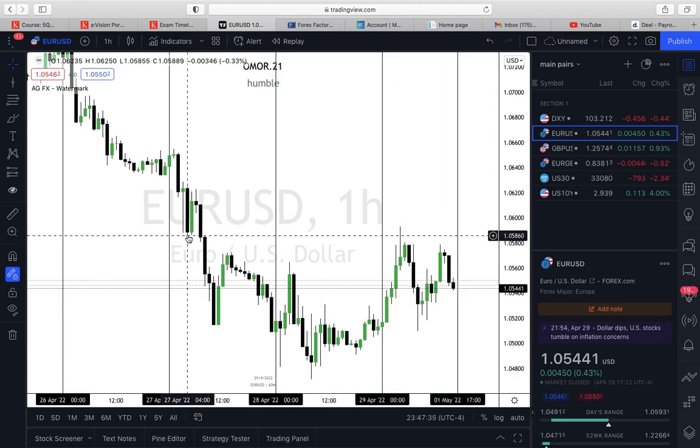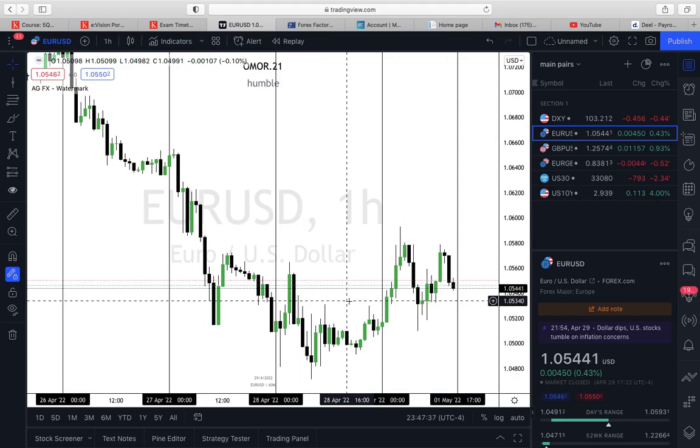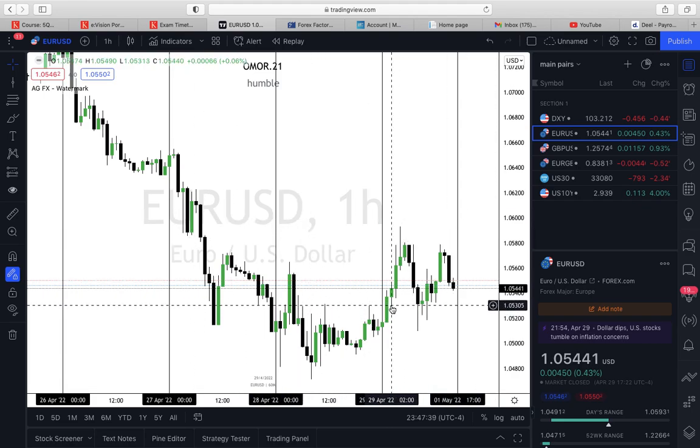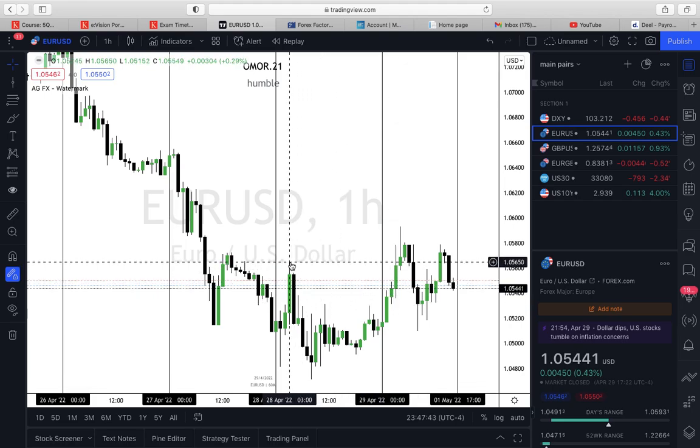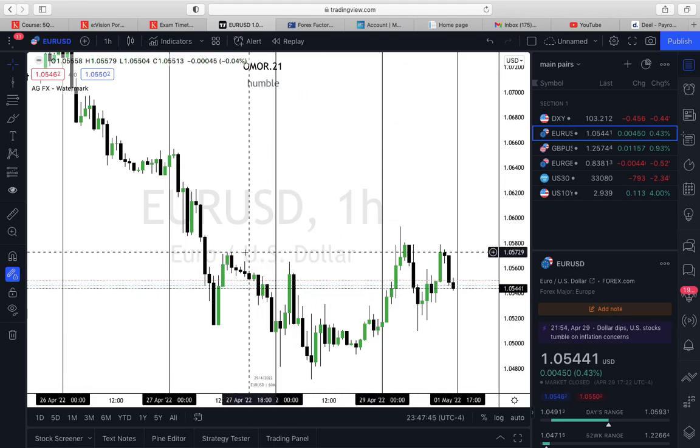Now, this was a short here. I didn't take this short. I took the long from here and I got out at this high, because this was my draw on liquidity. I had this as my draw on liquidity, but it's better to be safe than sorry. So I just took it.